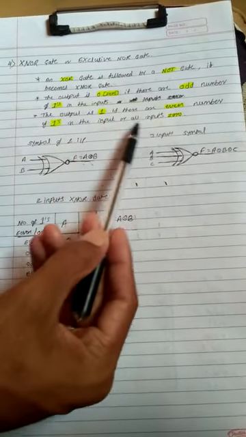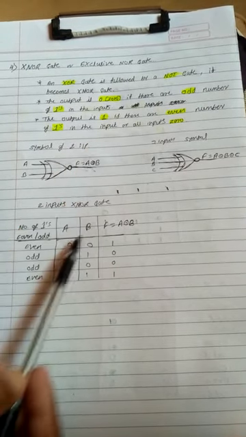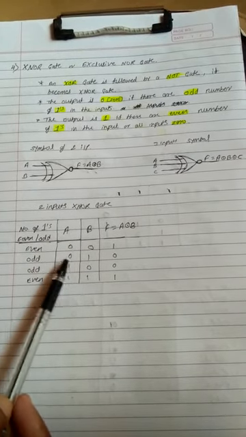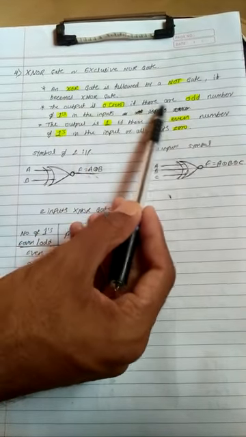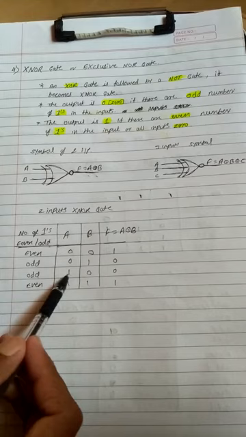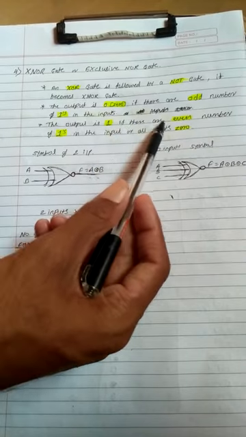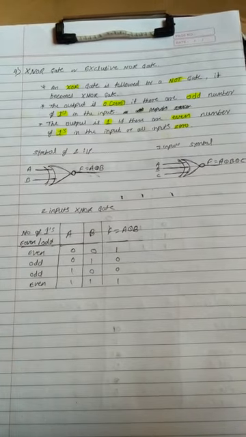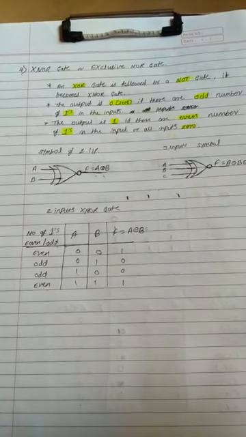If all inputs are 0, then the output is 1. If there is an odd number of ones in the input, the output is 0. Similarly for odd, the output is 0. Then for even, the output is 1. The output is 1 if there is an even number of ones in the input. Here 1 means high. So this is the two-input XNOR truth table.